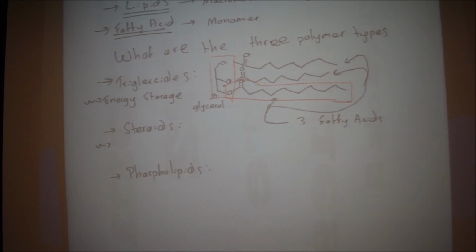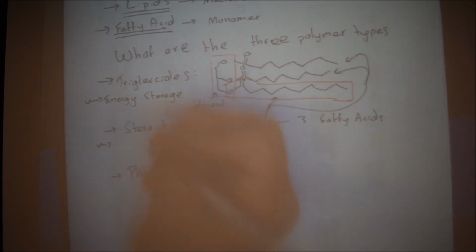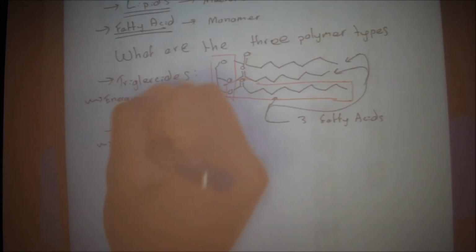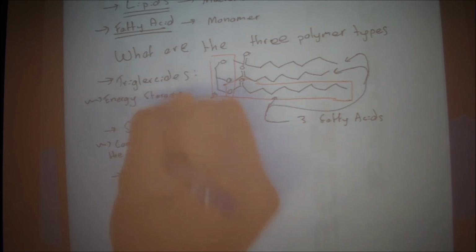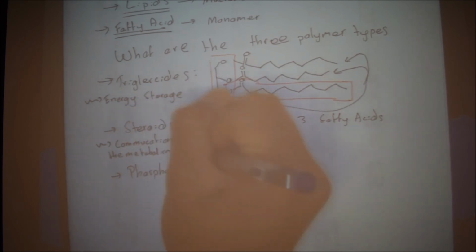The reason why steroids are able to do this is because they're great at signaling and communicating with our body, telling us to put out more muscle, to put out more of whatever that steroid is aiming to do. So our steroid is for communication in the metabolism of our body.